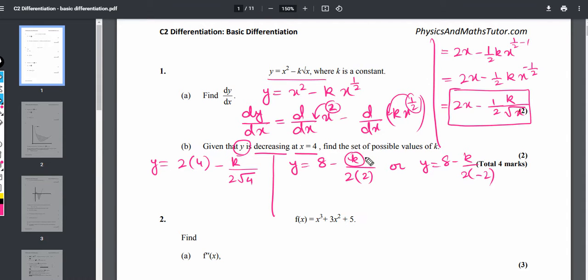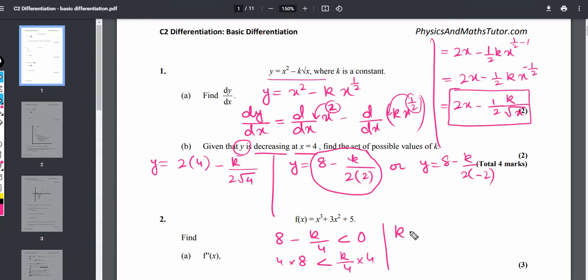We'll simply put this whole expression less than 0, because less than 0 is negative. From there we'll work out the value of k. So it will be 8 minus k over 4 less than 0. I'll shift this negative k over 4 to the right side, so I'll have 8 is less than k over 4. Now I'll multiply both sides by 4, so k is greater than 32. This 4 will get cancelled. So this is one range of k.